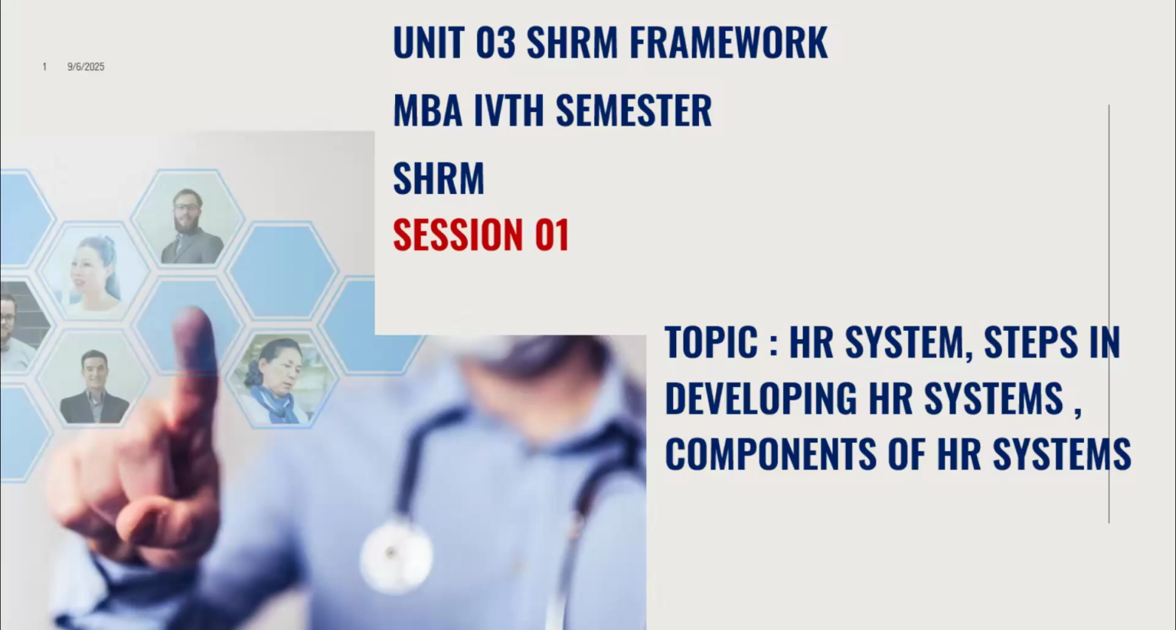Topics covered in this session are the human resource system, steps in developing an HR system, and components of HR systems. These are a part of the syllabus of Strategic Human Resource Management, Unit 3. The title of the unit is SHRM Framework. So let's understand what is an HR system.